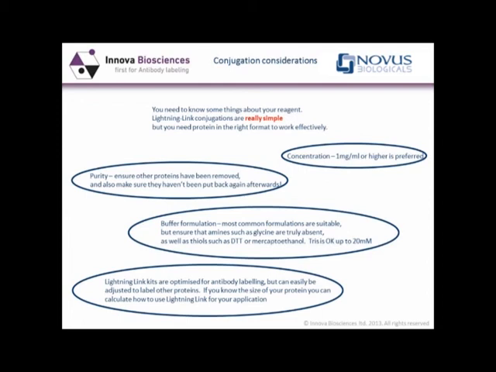The Lightning Link kits that are available from Innova are optimized in terms of their instructions for antibody labeling, but that can easily be adjusted to label other proteins. Basically, if you know the size of your protein, you can calculate how to use Lightning Link for your application. And obviously, we'll always be able to help you out with that calculation if you need some support on that.